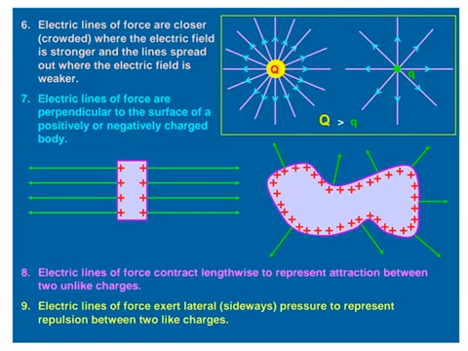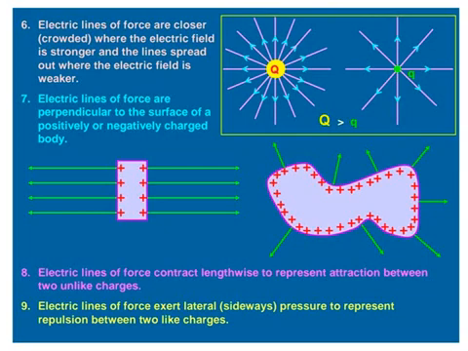The electric field line representation also shows the strength of the electric field, meaning if the lines are crowded or closer, the electric field will be maximum, and if the lines are separated out, then the electric field is weaker. The electric lines of force are always perpendicular to the surface of a positively or negatively charged body.